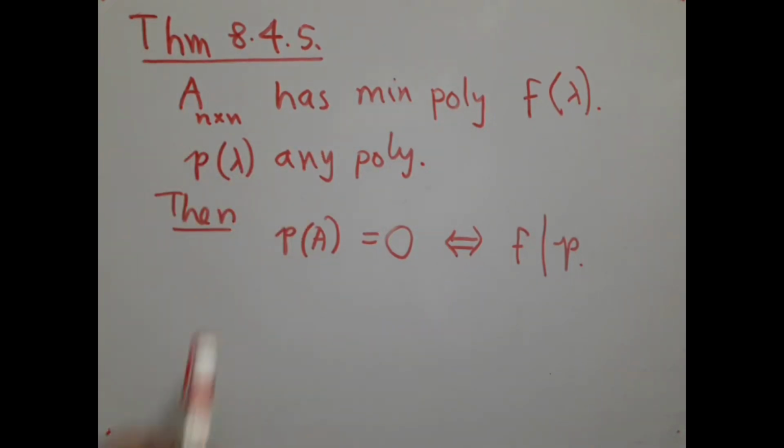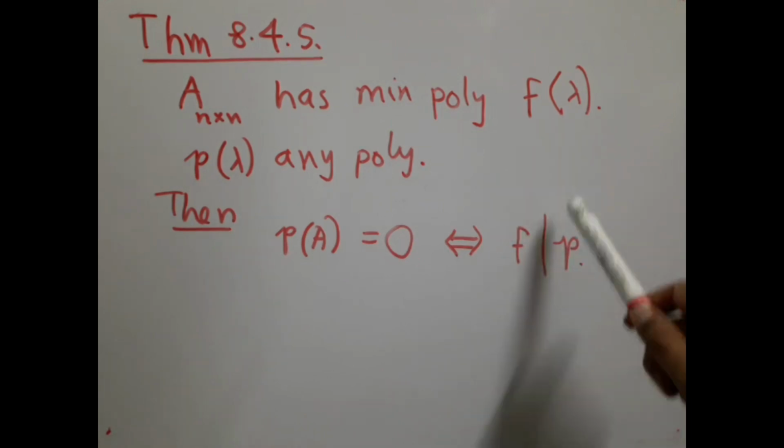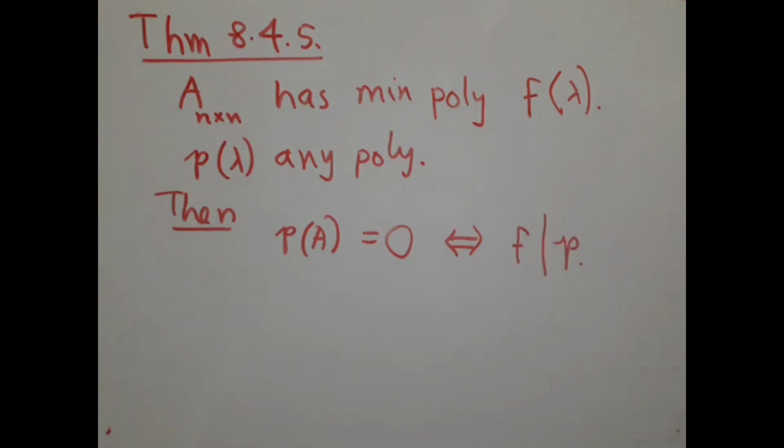Then I say that this p will be an annihilating polynomial if and only if the polynomial f divides the polynomial p. This is the sign of divides. That is, if you divide p by f, the remainder will be 0. Now, the theorem as stated in the book is not exactly this. The theorem in the book says that this part only.